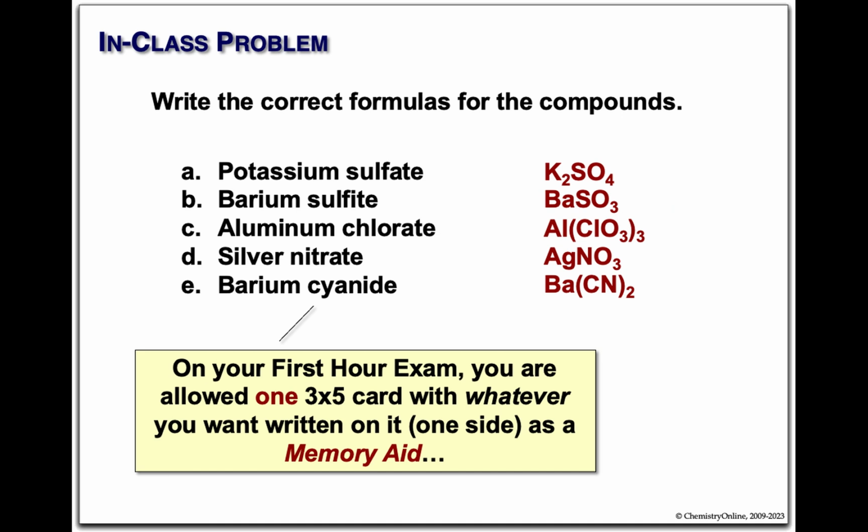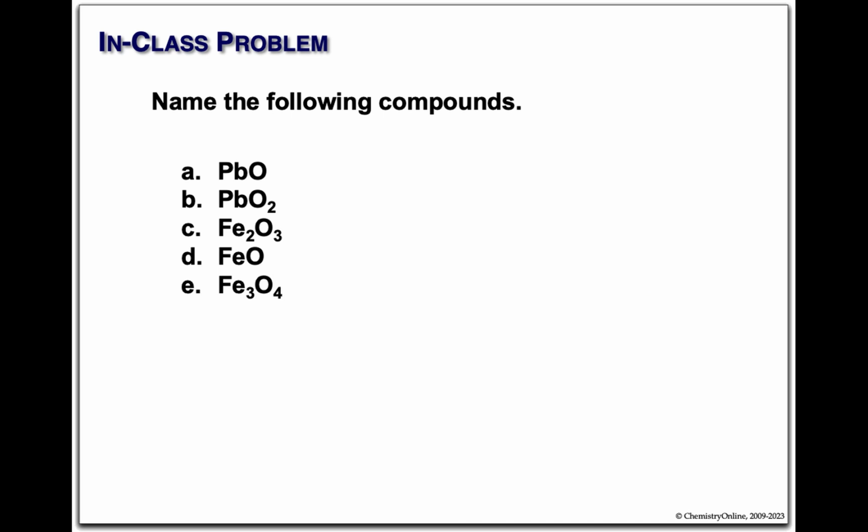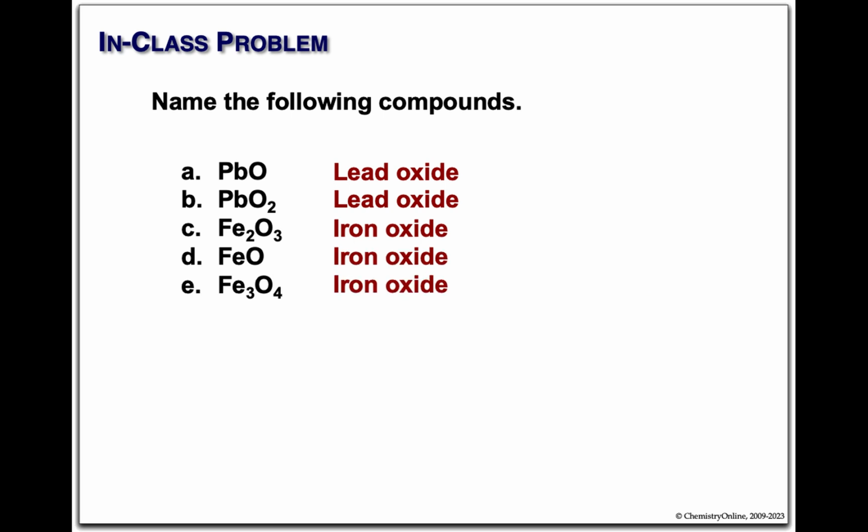Any questions? All right, let's name a few more. Pb is lead. This is oxygen, right? It's ionic. It is lead oxide. Pb is still lead. This is still oxygen. This is lead oxide. This is iron oxide. This is iron oxide. This is iron oxide. Wait a minute. We have a bit of a problem here, don't we?